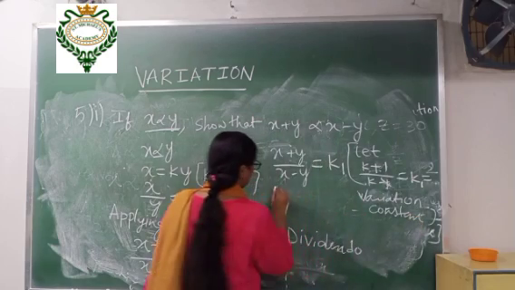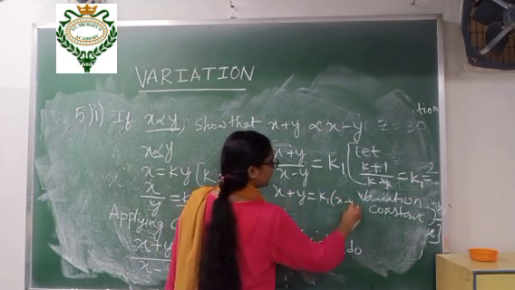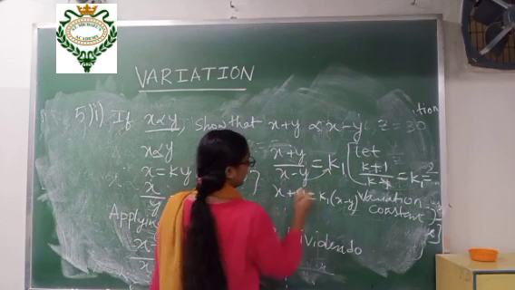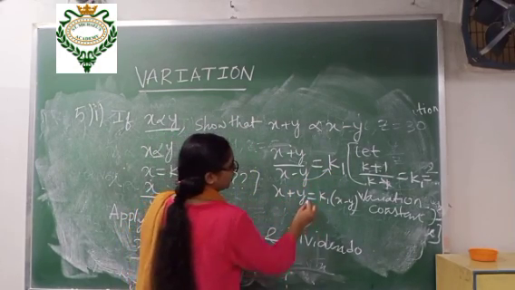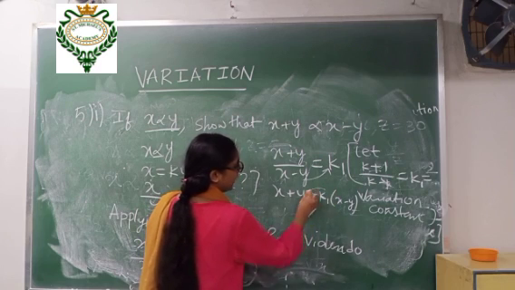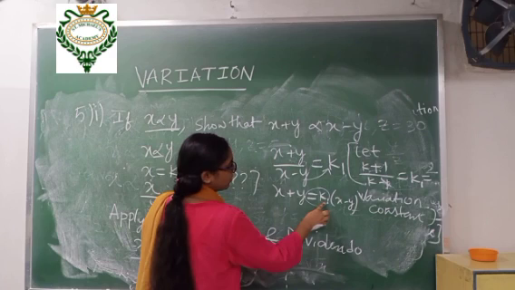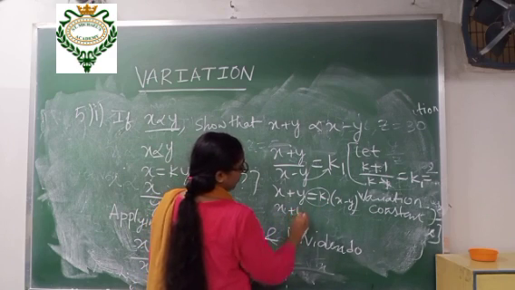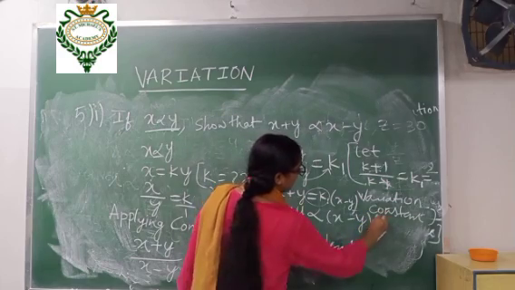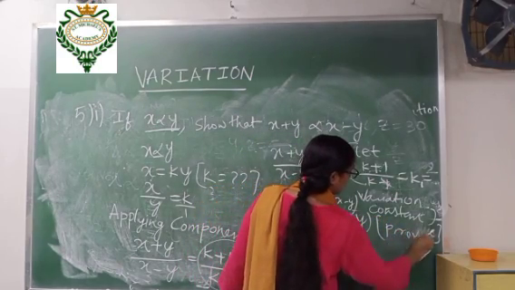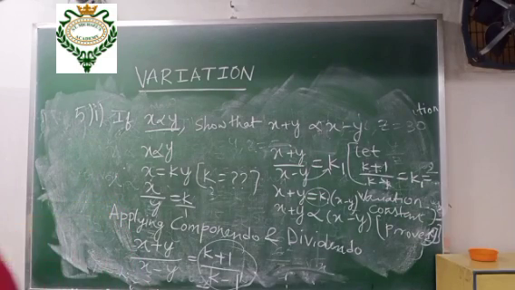Now x plus y equals k1 times (x minus y). I am taking this side, so it will come x plus y equals k1 (x minus y). If I want to remove this equals sign and this constant term, what will I do? Put the varies sign, so x plus y varies with x minus y. Proved. Okay. Completed this one. Copy this one.